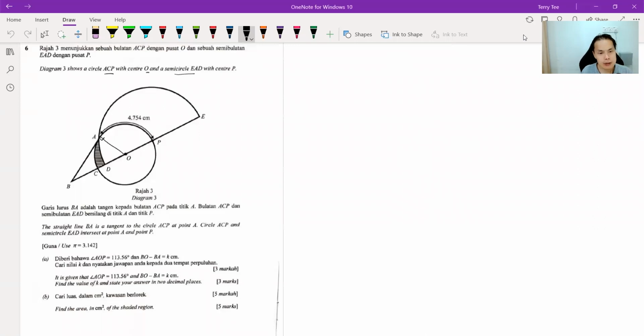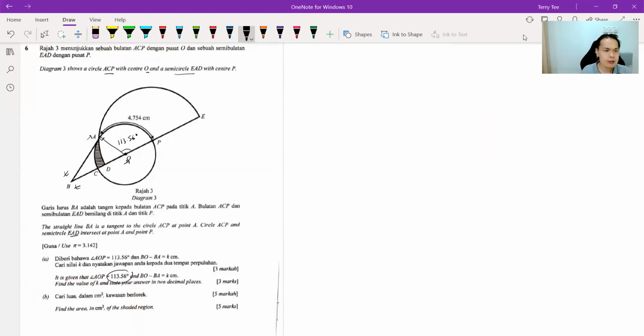They say that the straight line is a tangent, and circles ACP and EAD intersect at point A here and at point P. We are supposed to find the value of K, given that this angle AOP here is 113.56 degrees, and BO minus BA is K. BO is the length from here to here, BA is the length from here to here.